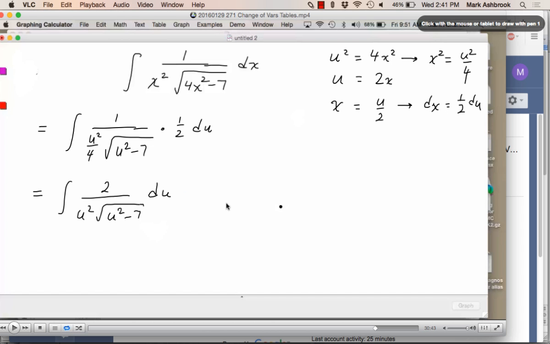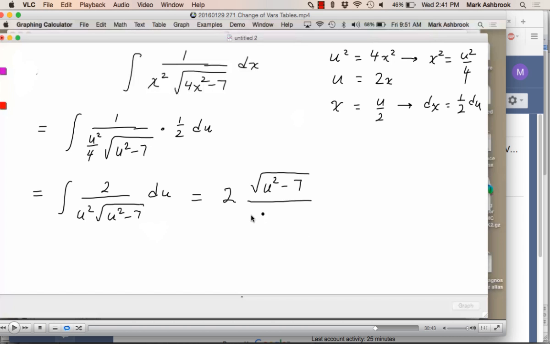Okay, so what did you find? So it's going to be 2 times the square root of, was it x squared minus a squared? Yeah. So we're going to just write that down: 2 times the square root of u squared minus 7, over a squared. A squared for us is just 7, and our x is u. We'll do the plus c at the very end.